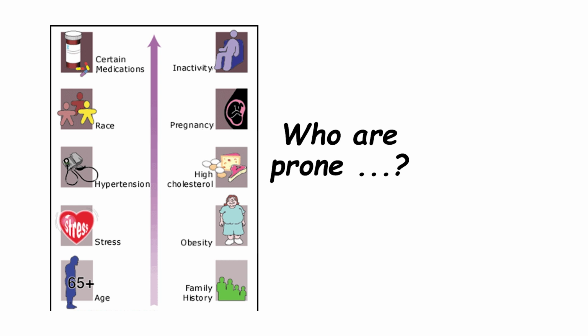But who is prone to diabetes mellitus? Certain medications which continuously destroy the beta cells of the pancreas. Even pregnancy, as we studied, but that is temporary. Gestational diabetes generally occurs in pregnancy. High cholesterol, obesity, family history, and aging are also part of it.